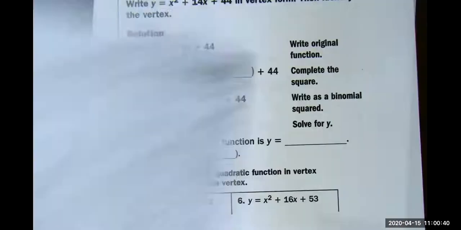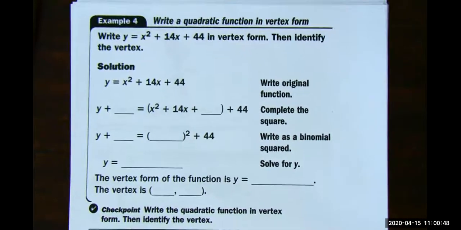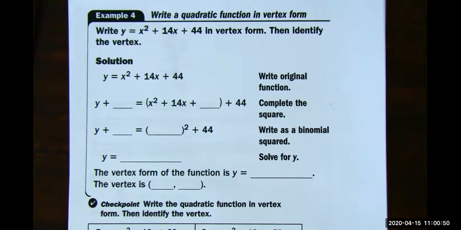The last page of this completing the square: write a quadratic equation in vertex form. Another thing with completing the square, it makes it very easy to have a quadratic equation where I could simply look at the equation and know what the transformations are and know what the vertex is.